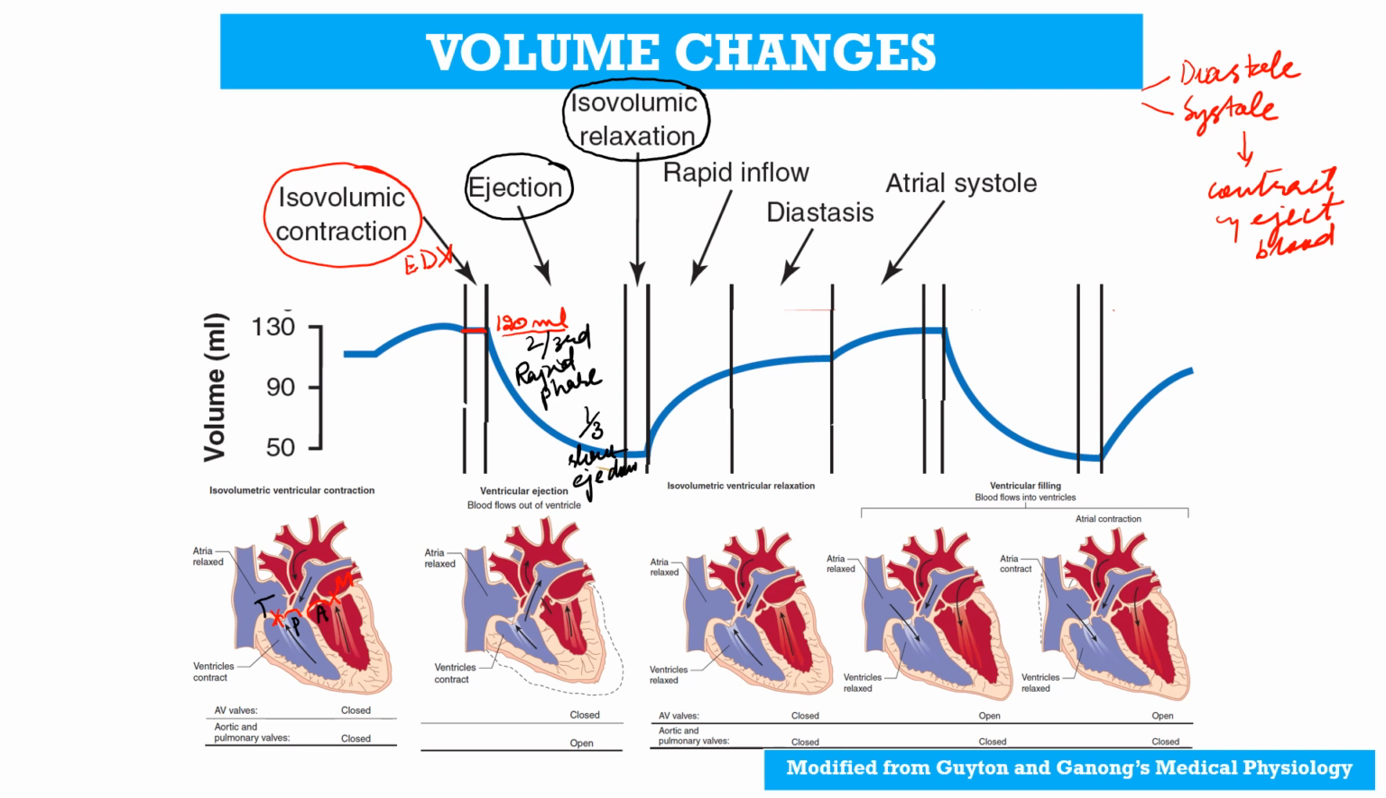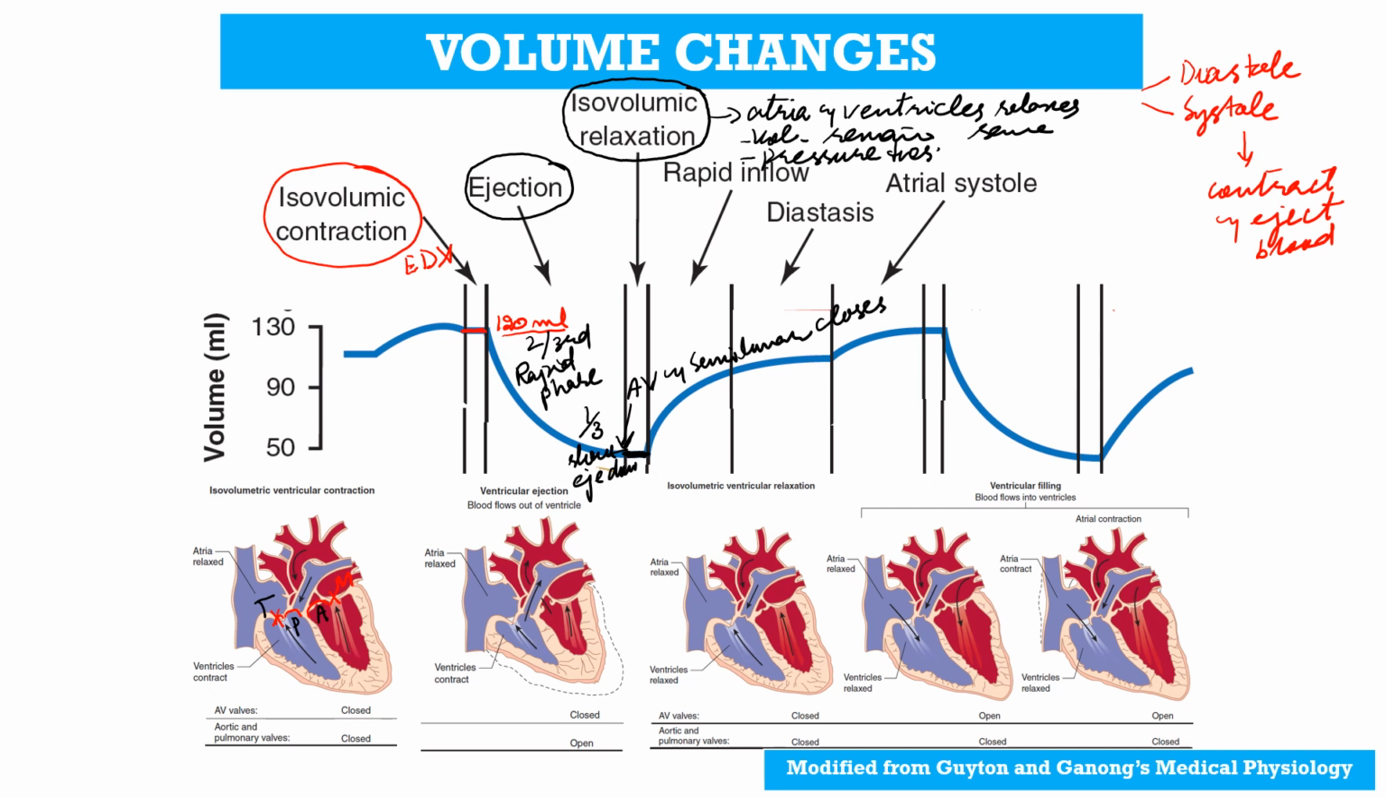So during isovolumic relaxation, both atria and ventricles relax, volume remains the same, pressure decreases, and this is shown in this diagram, that the volume remains the same as again the AV valves and semilunar valves are closed.